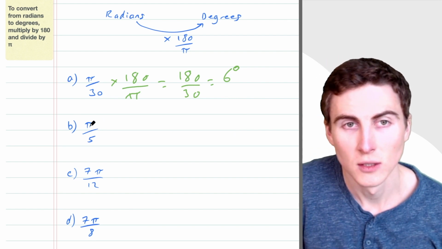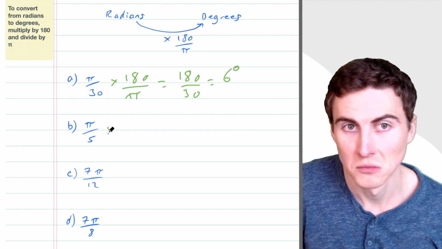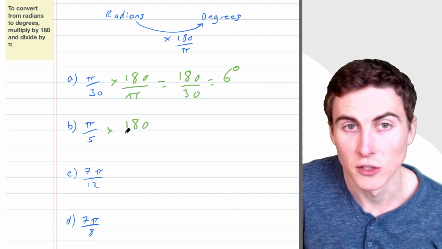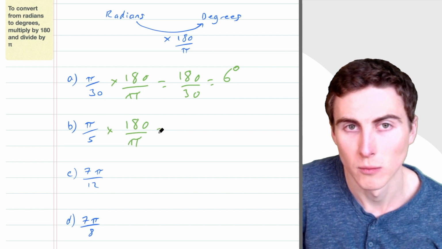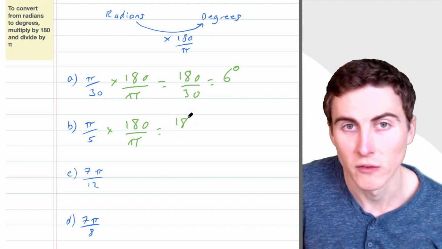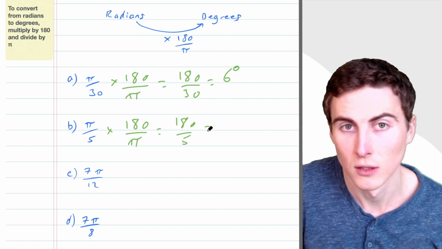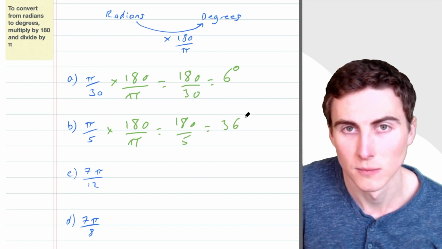For this one here, we have pi over 5. Again, to put it into degrees, we just multiply it by 180 over pi. And this time we'll be left with 180 over 5, which is 36 degrees.